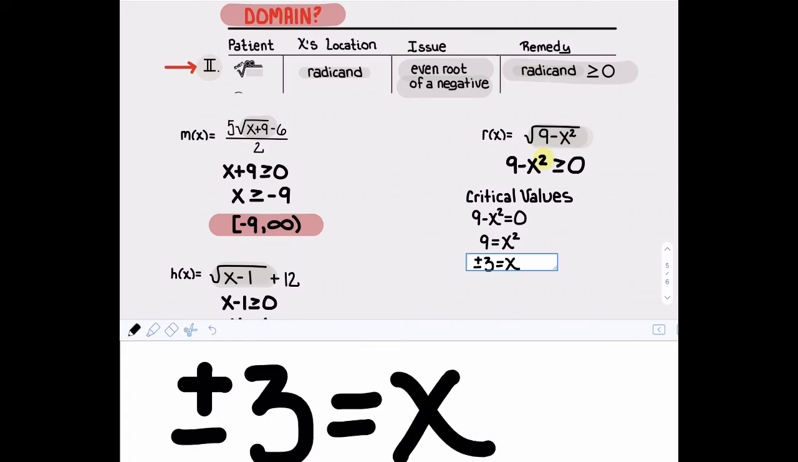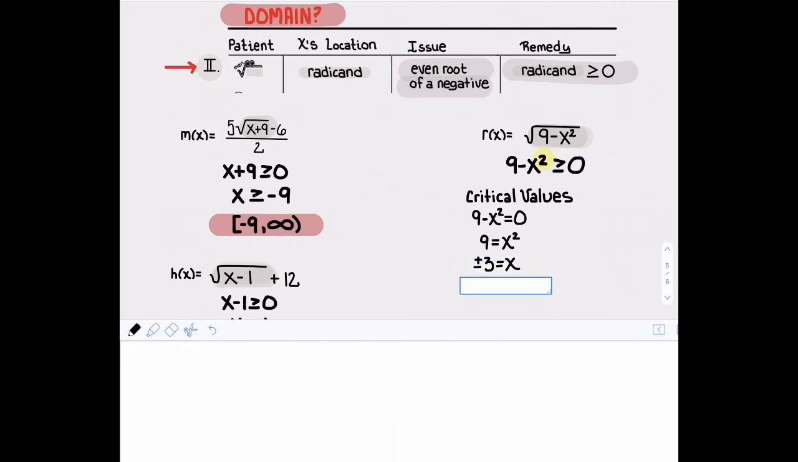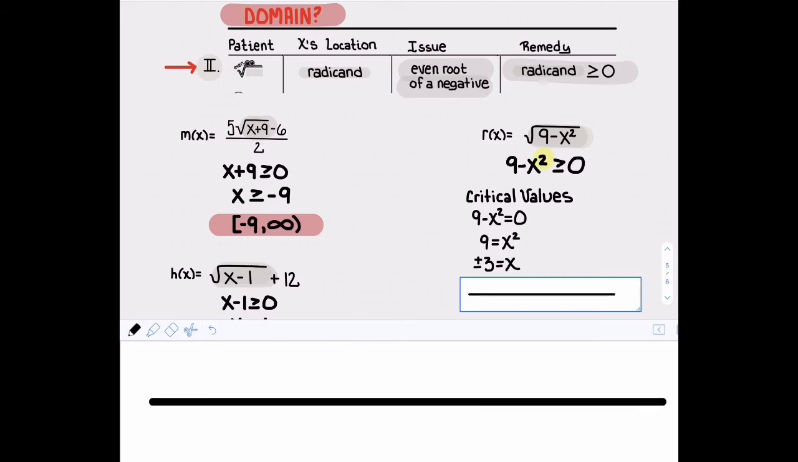These numbers that are critical values go on a number line. So I'm going to make a number line and plot negative 3 and 3.